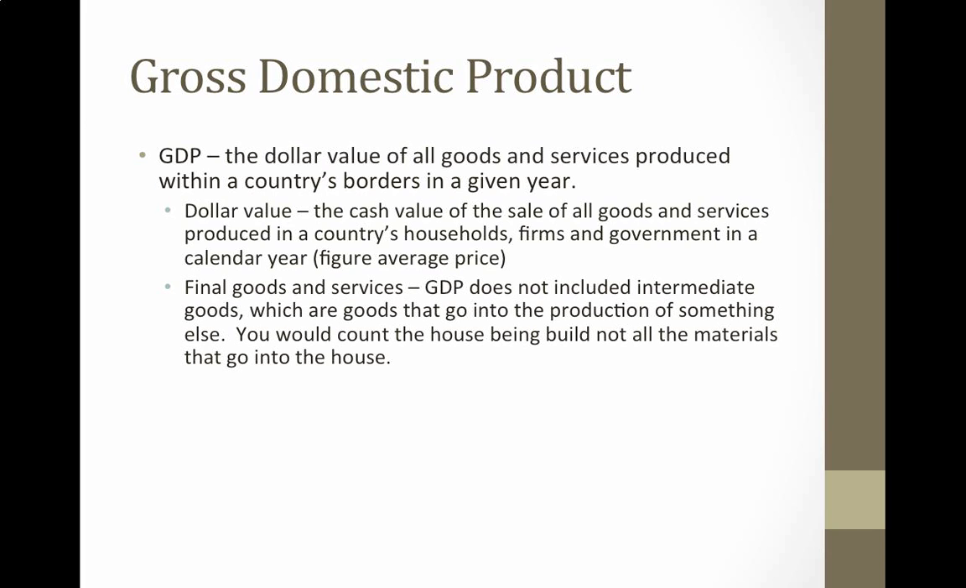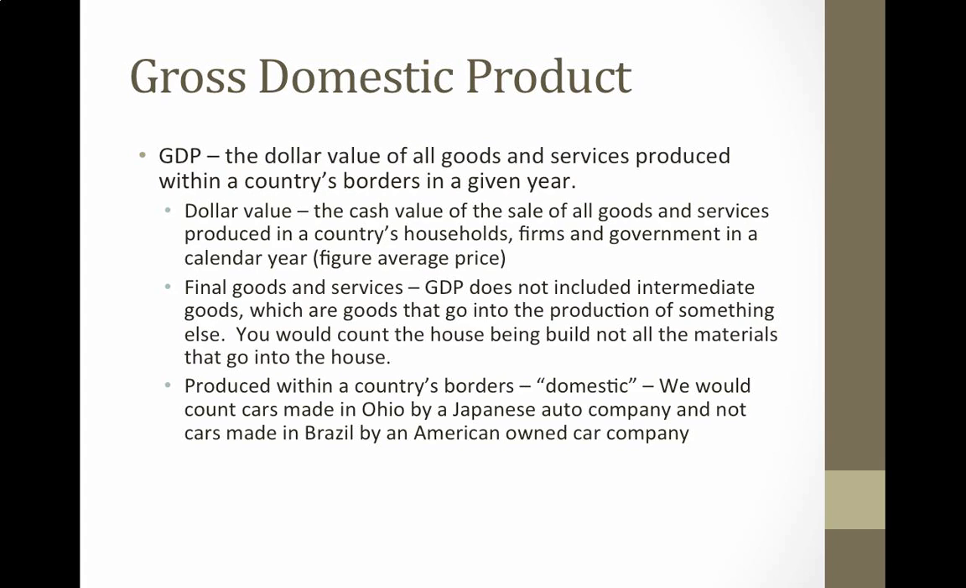We're only going to look at final goods. We're not going to look at intermediate goods, which means if we're building a house, as opposed to all the materials that go into it, we're just going to count the house. Produced within the United States borders, we call it gross domestic, which means at home.